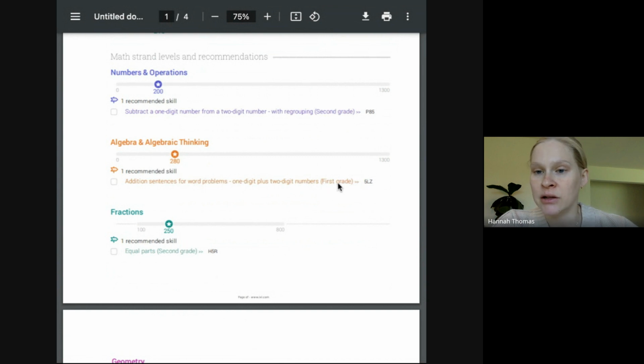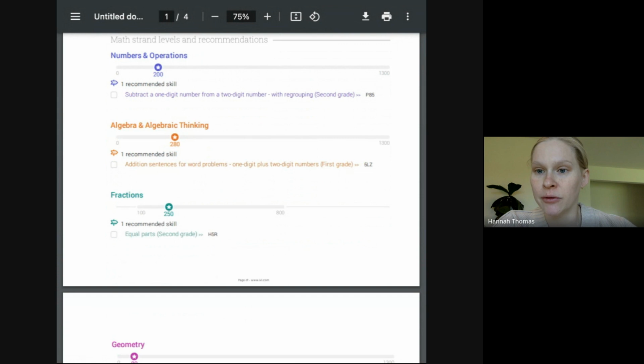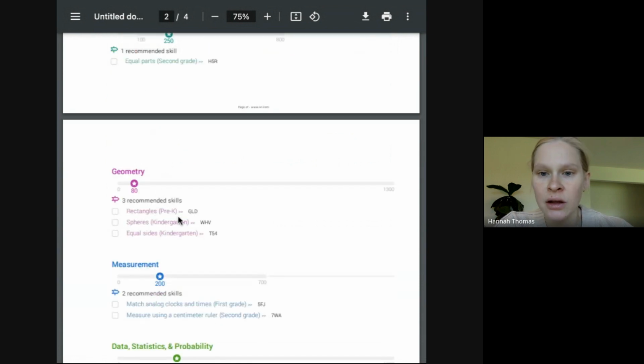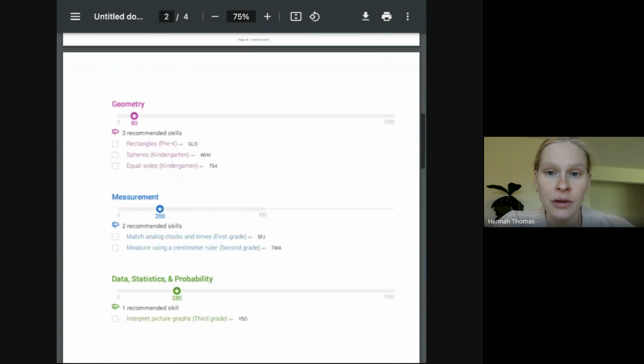And so they picked this 1st grade skill that she should go back and view and practice before moving on. Then we have fractions. They would be working on equal parts. Geometry. We see her geometry number is a little lower than all the rest. This could be due to lack of exposure in her curriculum, or it could just be lack of practice.